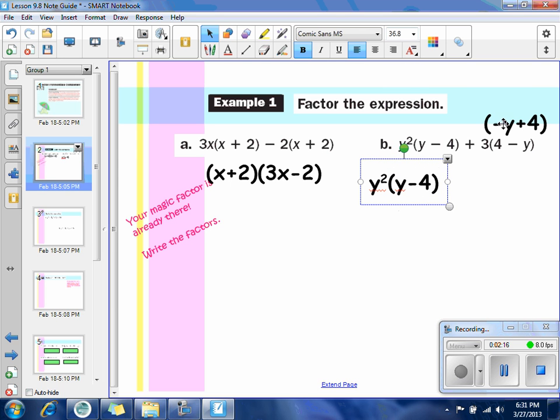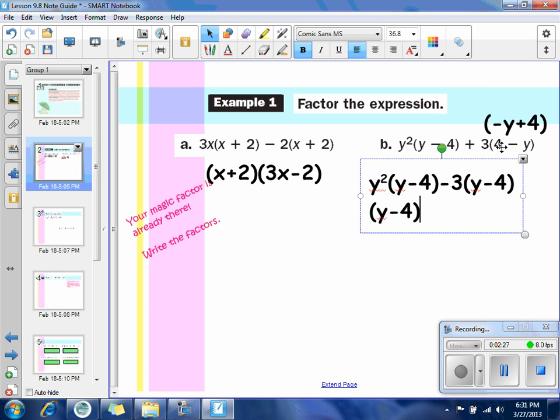Now, to make this a positive y minus 4, change that 3 to a negative 3. And now you've got your y minus 4. And then I factor out my y minus 4. And what I'm left with is y squared minus 3.